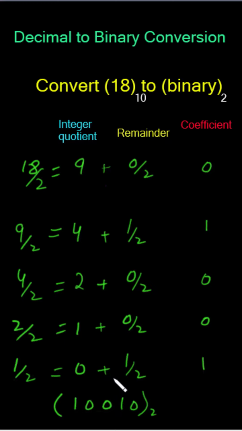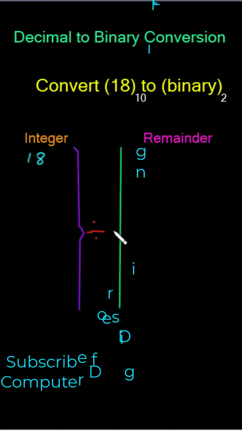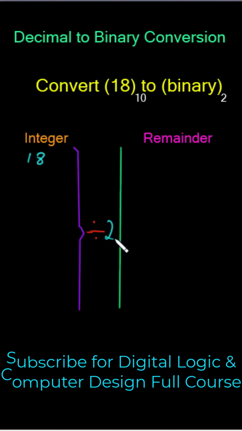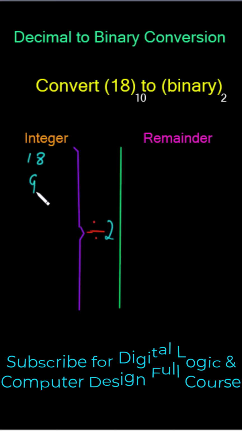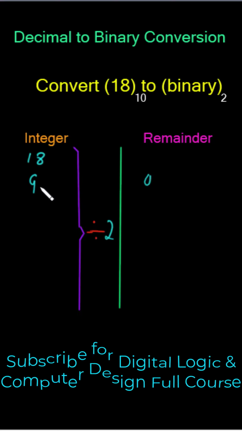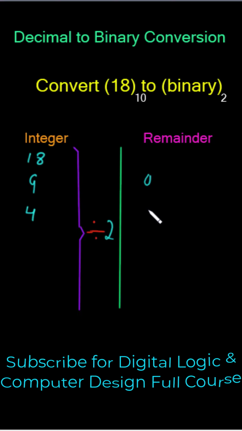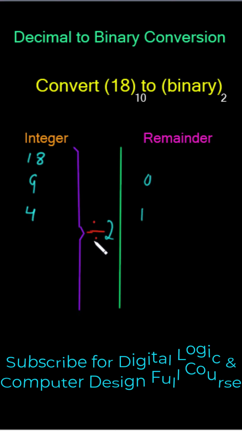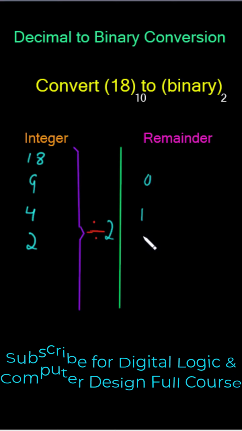This arithmetic process can be done more conveniently as integer 18, and this whole column will be divided by 2 as we have to convert it into binary. So when 18 is divided by 2, I will get 9 and the remainder will be 0. Again, this 9 is going to be divided by 2, so the integer will be 4 and the remainder will be 1. Again dividing this 4 by 2, the integer will be 2 and the remainder will be 0.